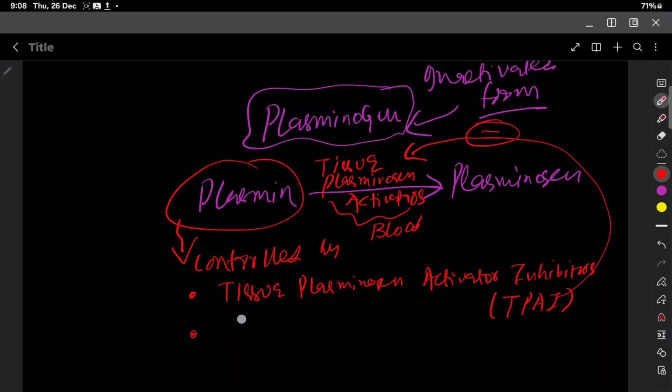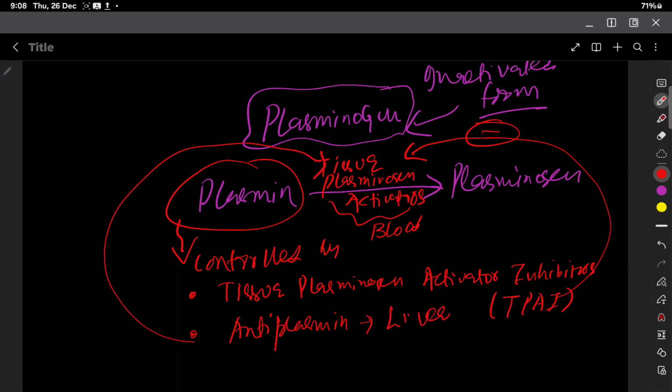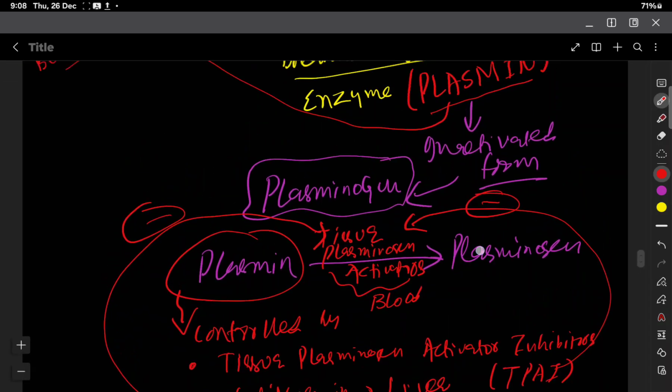And second thing, antiplasmin from liver. Antiplasmin which comes from the liver. So this will also control this tissue plasminogen activators. Okay, so plasmin will be controlled by these two things in our body. Okay, so this is how the process of fibrinolysis occurs in our body.